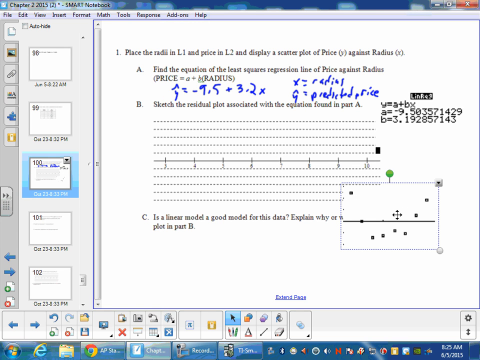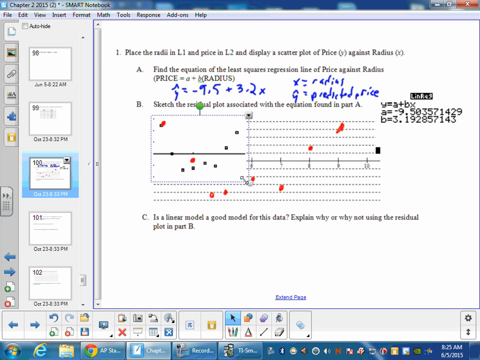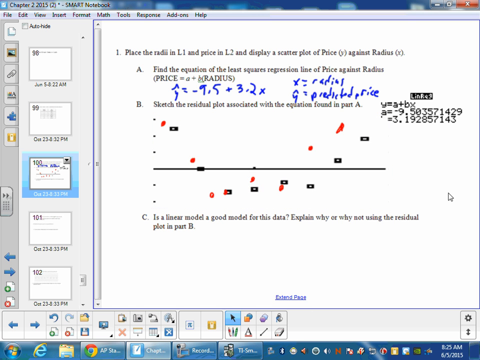Let's do a quick sketch of this. It doesn't need to be perfect. We just want to have a good graph of the data. Now, is a linear model good? No. There is a curve in the residual plot.